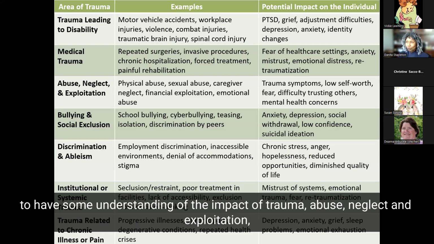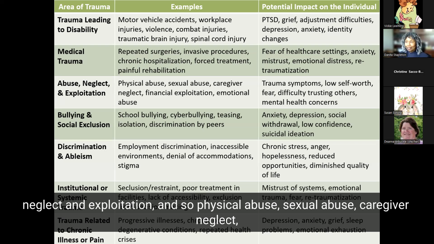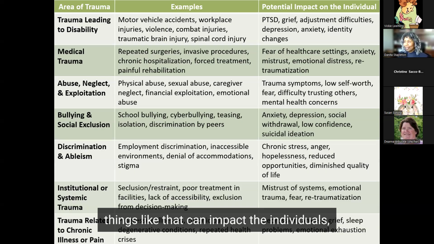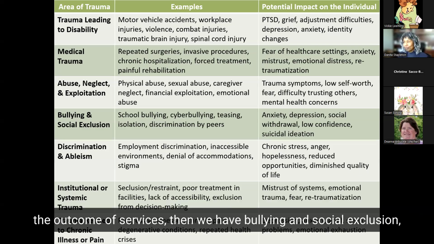Abuse, neglect, and exploitation. We know people with disabilities are at a higher risk of abuse, neglect, and exploitation. And so physical abuse, sexual abuse, caregiver neglect, things like that can impact the individual's progress, their recovery, their participation in services, the outcome of services.